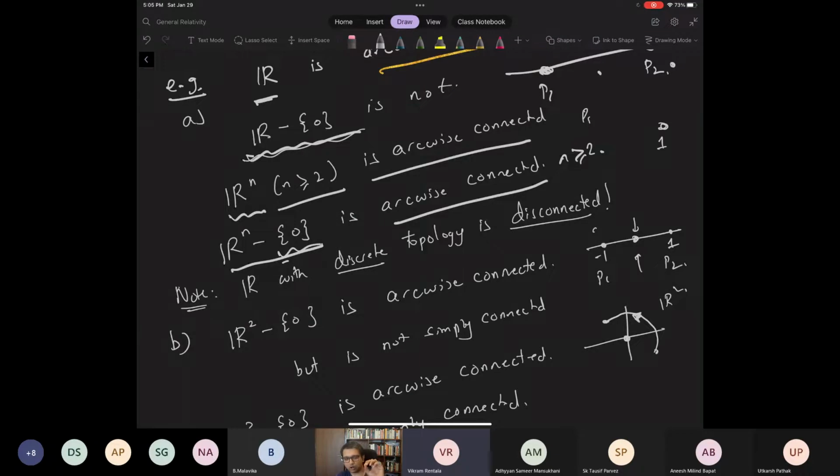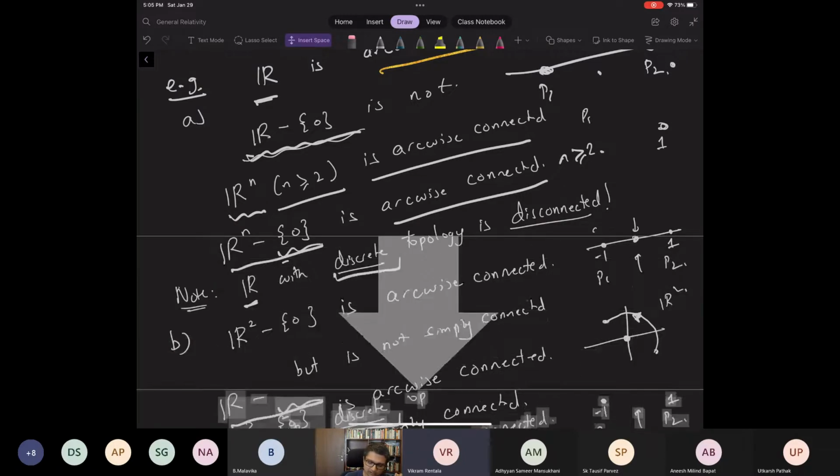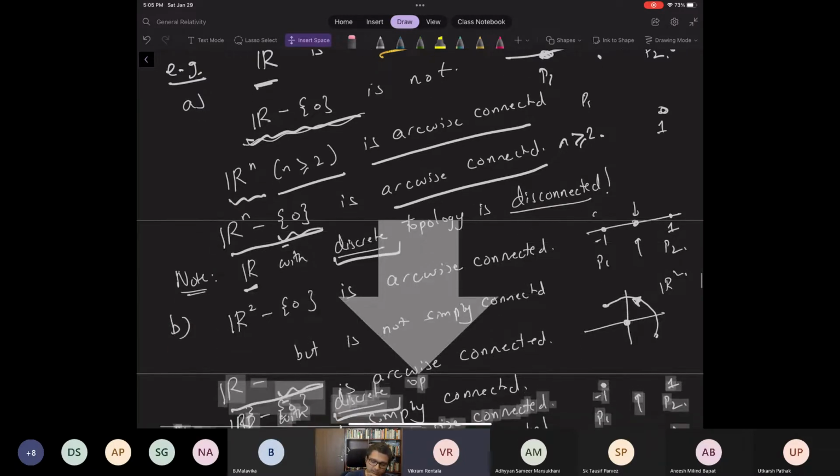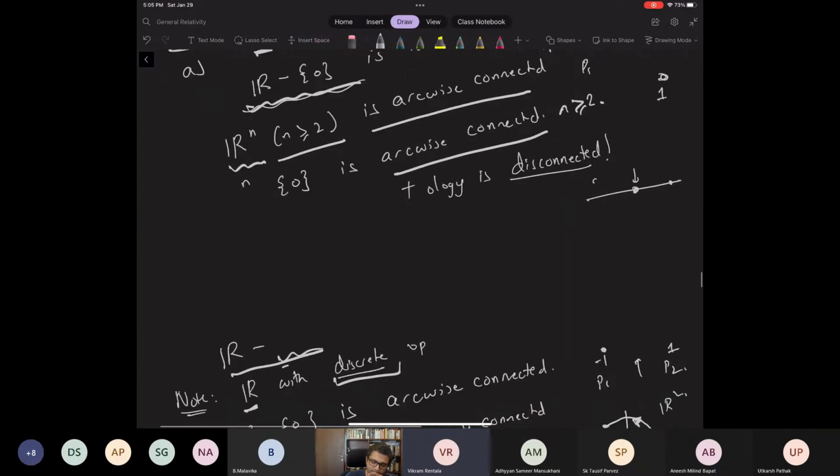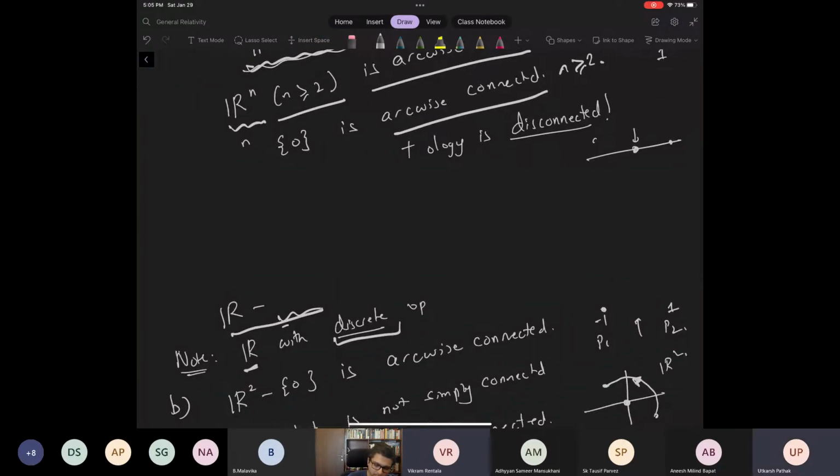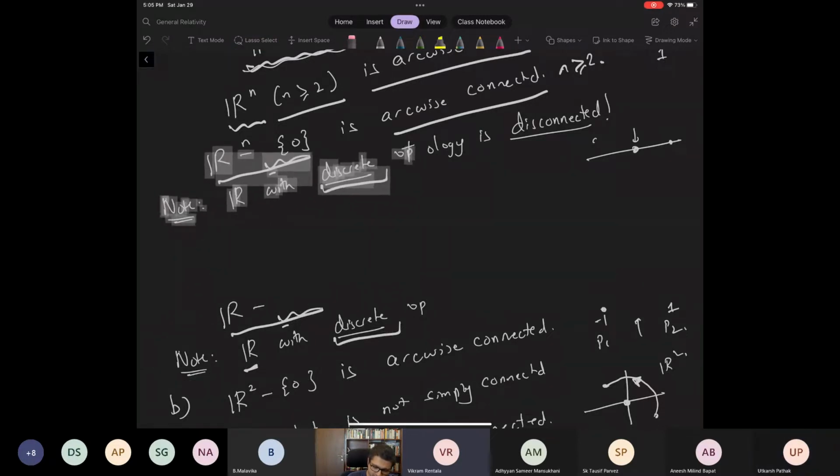But all of these statements rely on the fact that you have the usual topology. If you have R with a discrete topology, so what is a discrete topology? Can you remind me what is the discrete topology on R? What would be included in T? Closed intervals, and specifically points by themselves also. Yeah.